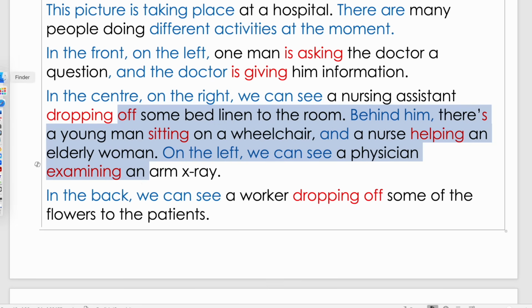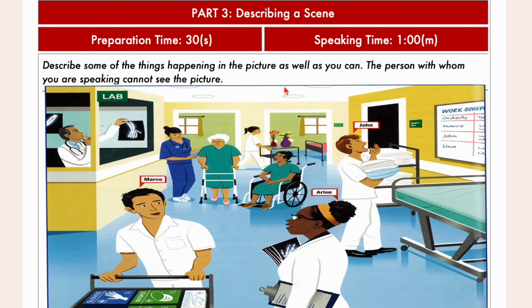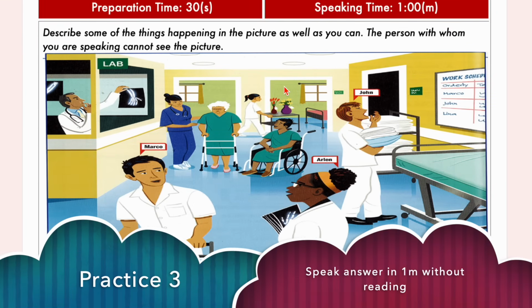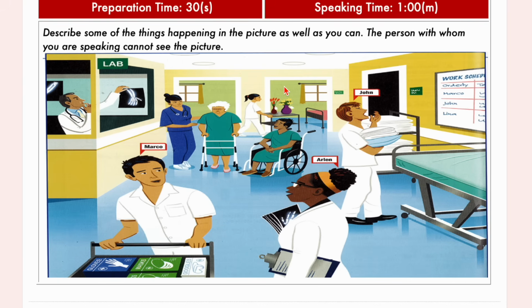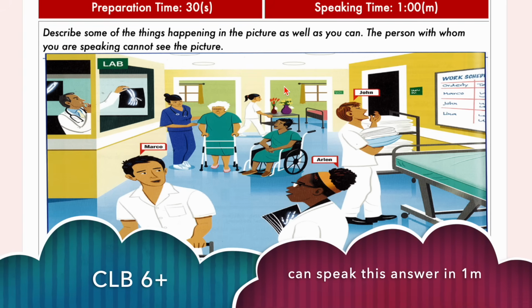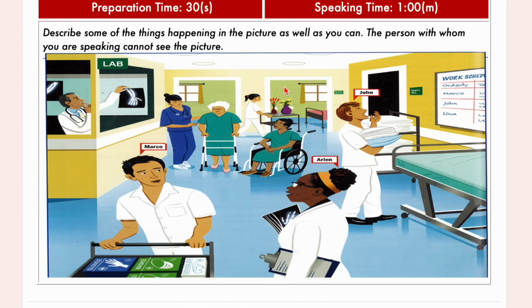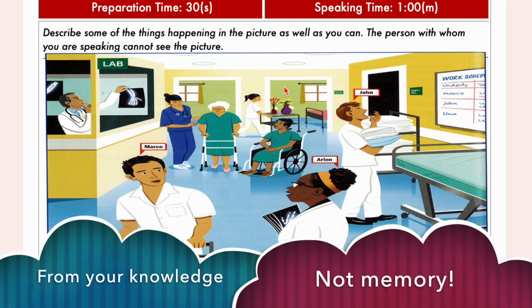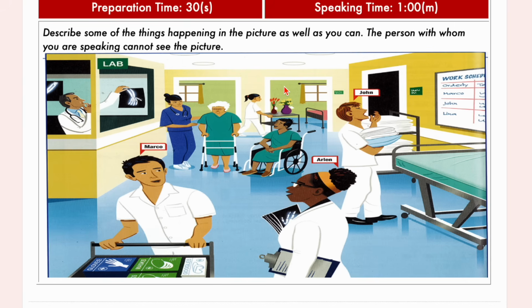And lastly, can you speak the answer in 1 minute without reading it? Can you speak it? Well, we need to practice speaking the answer in 1 minute without reading. Now, the level 6, they can do it, okay? Now, level 5, we will struggle, but we need to practice speaking it. And everyone, you need to speak it in 1 minute from your knowledge, not from memory. The more that you can do it from your knowledge, the more that you are this level, okay?